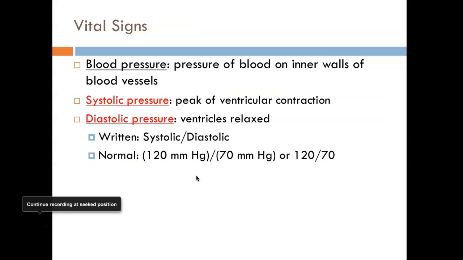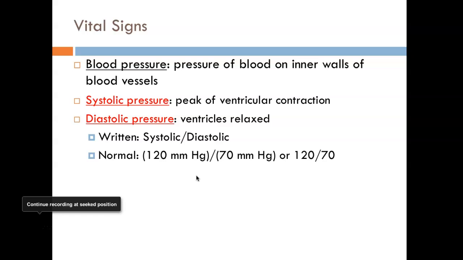Our other vital sign that we're going to deal with tomorrow is blood pressure. So blood pressure is going to be the pressure of blood on the inner walls of the blood vessels. You have two numbers. It's like a fraction, but you're not actually dividing anything, but it looks like a fraction. You have one number on top and one number on bottom. The number on top is your systolic blood pressure, and that's the pressure that is exerted on the blood vessels at the peak of ventricular contraction.